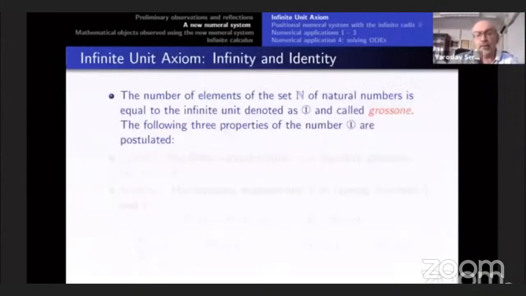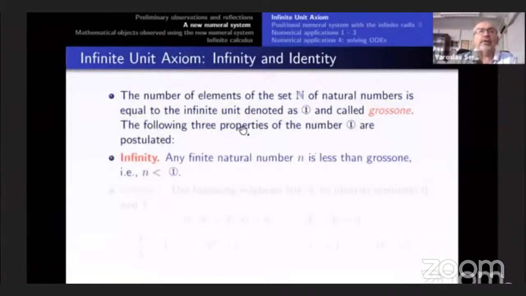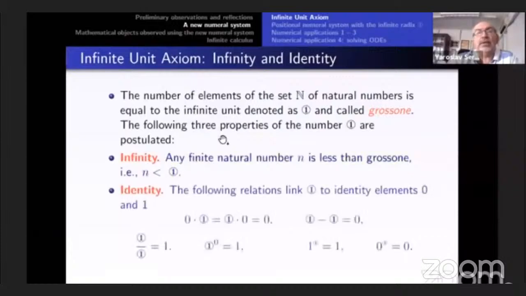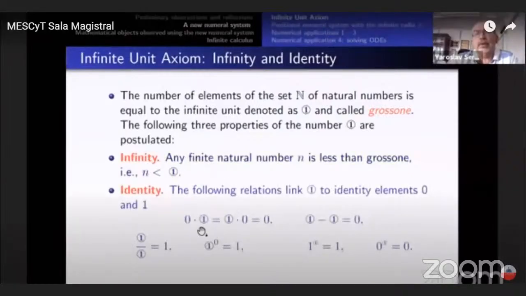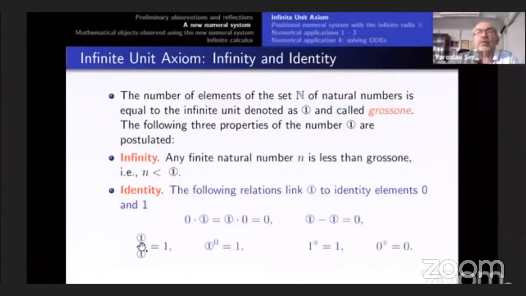So first, the property is very simple. This property is infinity. Gross one is the number of elements of the set of natural numbers. It is infinite, so it should be larger than any finite natural number n. Then gross one is a number. So 0 multiplied by gross 1 is 0, gross 1 minus gross 1 is 0, and so on.